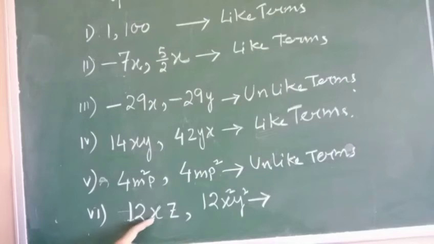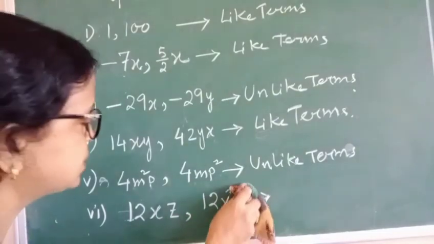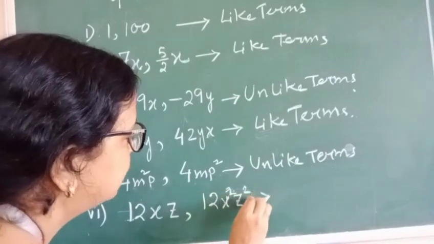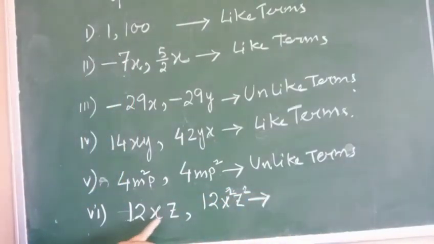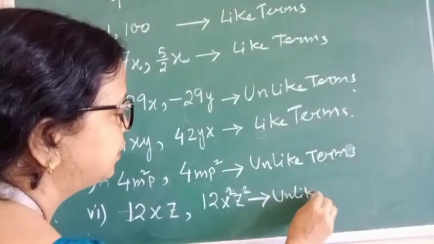Next, the last one, question number 6, 12xz and 12x square, sorry, x square z square. In the question it is written x square z square. So what you can see is that though the variables are x and z, the powers are not same. That's why you have to write that it is an unlike term.